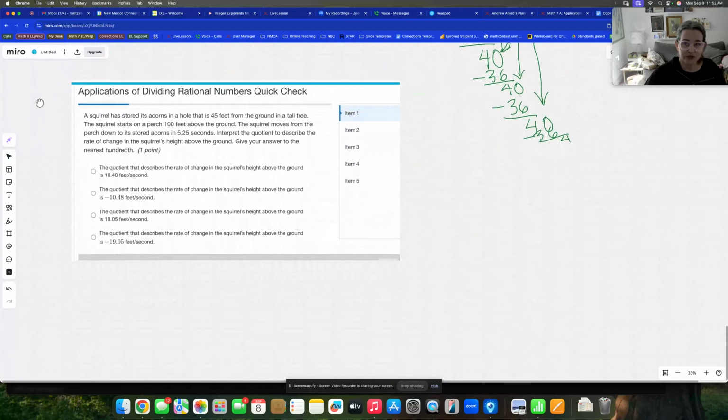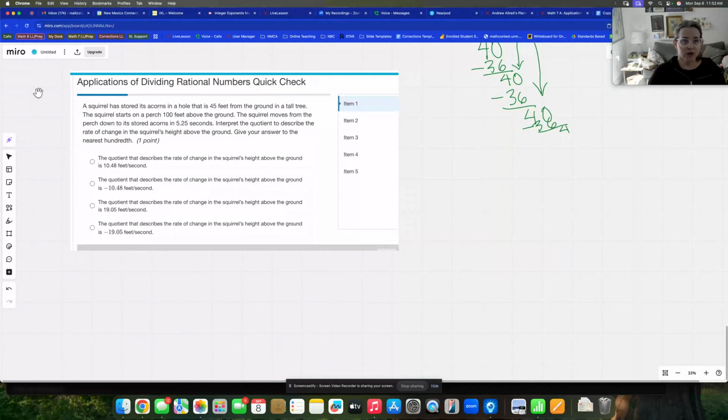Okay, this one's from your quick check. A squirrel has stored acorns in a hole that is 45 feet from the ground in a tall tree. The squirrel starts on a perch 100 feet above the ground. The squirrel moves from the perch down to its stored acorns in 5.25 seconds. Interpret the quotient to describe the rate of change in the squirrel's height above the ground. Give your answer to the nearest hundredth. Okay, let's talk about the words first.